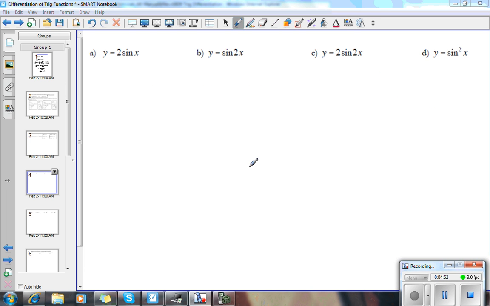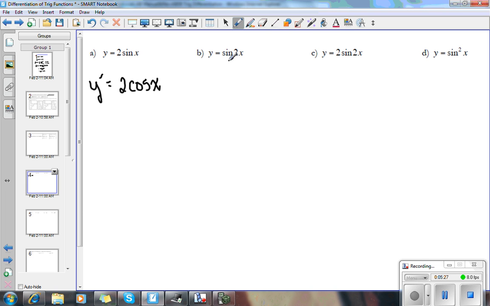Now we're still going to have to use all the same rules: the product rule, quotient rule, power rule, chain rule, all of those apply. So here, part A, you can find that on your packet. We're going to take the derivative, so y prime equals, this is just like 2 times f of x. So my derivative is just 2 times the derivative of sine x. Remember, the derivative of sine x is cosine x. So my answer is 2 cosine x. That's the derivative of 2 sine x.